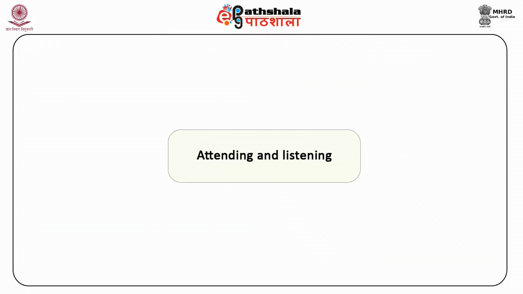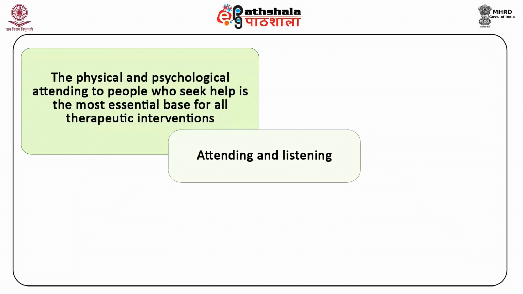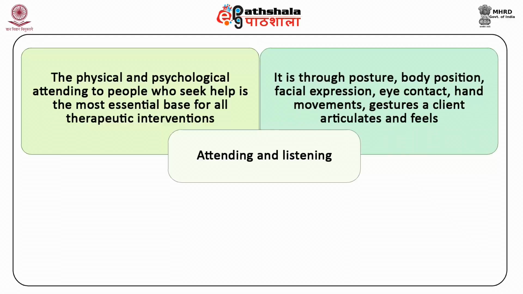Attending and listening. The second technique, which is used for effective reflection, is that one must have attending and listening skills. In fact, the physical and psychological attending to people who seek help is the most essential base for all therapeutic interventions. It is through posture, body position, facial expression, eye contact, head nods, hand movements, gestures, and verbal encouragements that the counselor communicates strong concern in everything a client articulates and feels.